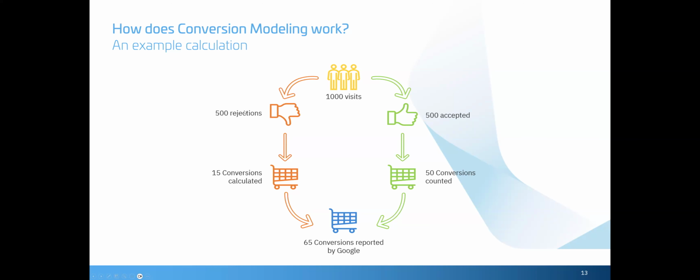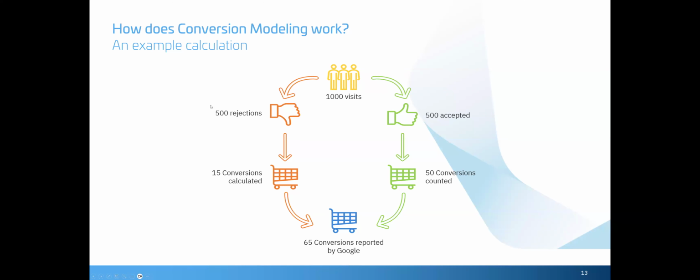And what Google also knows from their modeling and from other websites is that these 500 users that rejected will also do conversions, right? It's just they don't accept. It's not that they leave the shop or something. They just don't want to accept. They're doing conversions. Maybe they're not doing so many conversions. That's also a learning that Google has.